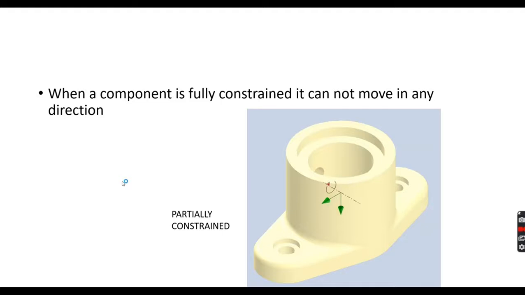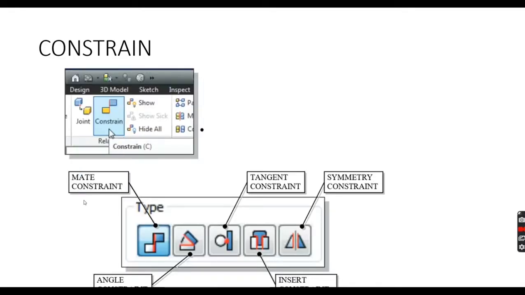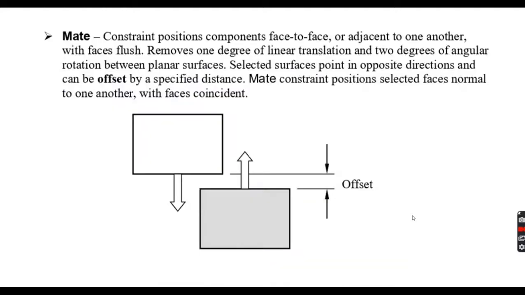Okay. All right, the different types of constraints, we have a mate constraint. These are under constraints. We have a mate, we have an angle, we have a tangent, we have symmetry, and we have an insert. Okay, the mate constraint puts components face to face or adjacent to one another with faces. Okay, they can be flush, removes 1 degree of linear translation and 2 degrees of angular translation. Selected surface points in opposite directions can be offset by a distance.